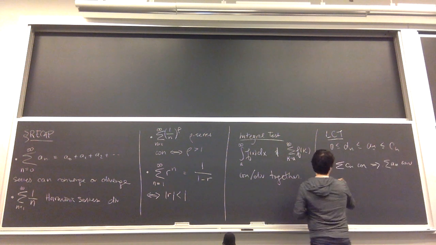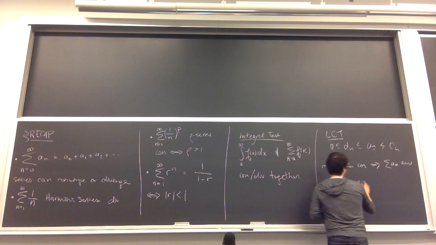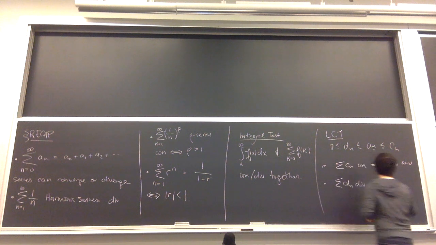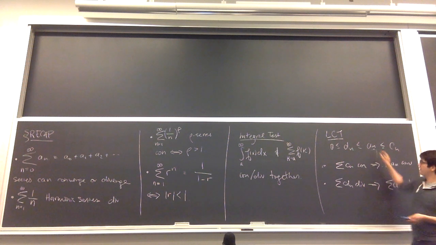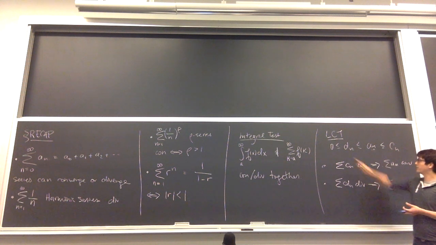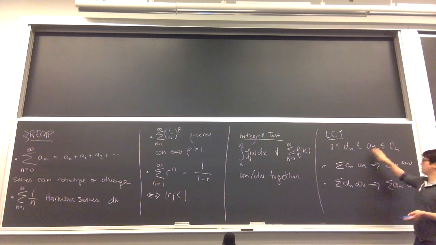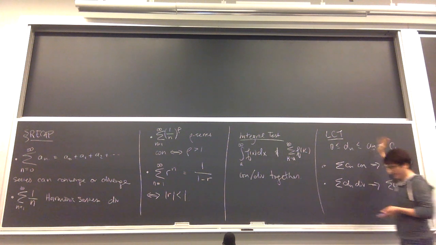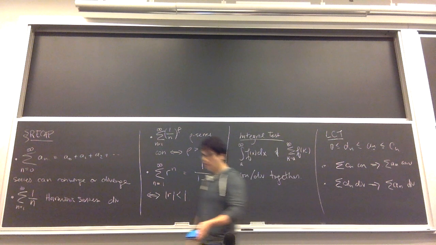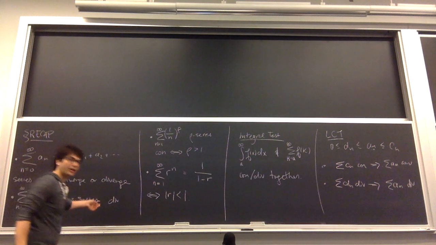Okay? And if I know that dn is divergent, what does this tell me about an? Divergent, right? Because it's the thing in the middle. So if the sum of this goes to infinity, then the sum of that has to go to infinity. If the sum of this becomes finite and this is smaller, then the sum of this has to be finite. Okay, so that's basically a recap of everything we learned about series.